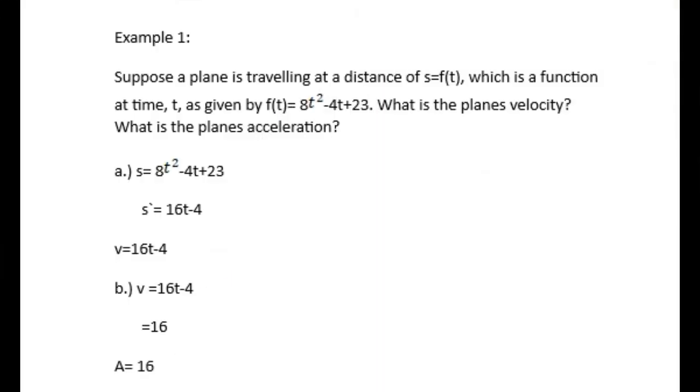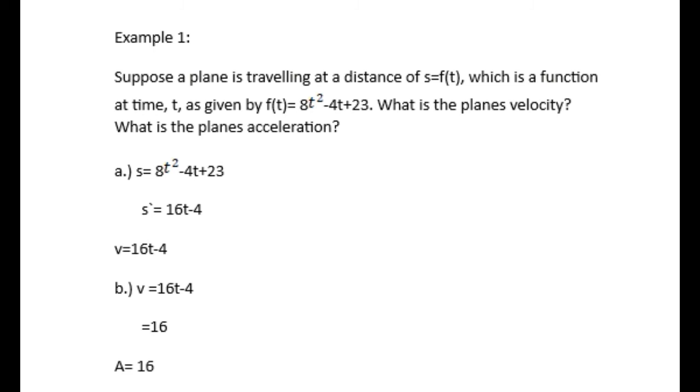Example number 1. Suppose a plane is traveling at a distance of s equals f of t, which is a function of time t, as given by s equals f of t equals 8t squared minus 4t plus 23. What is the plane's velocity? What is the plane's acceleration? To get our velocity and acceleration, we need to know our first derivative and second derivative. So our first derivative will be our velocity and the second derivative will be our acceleration.